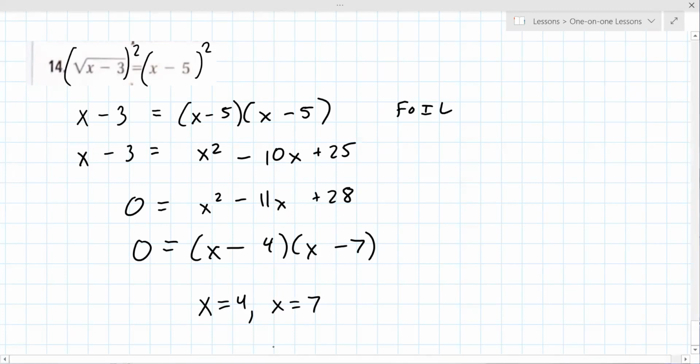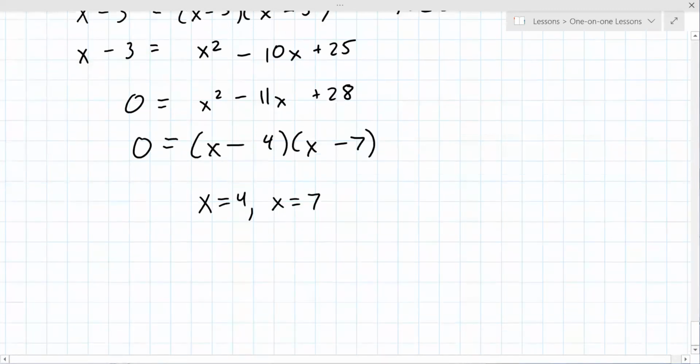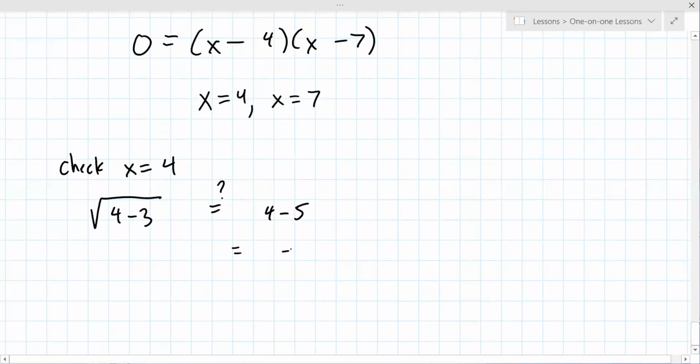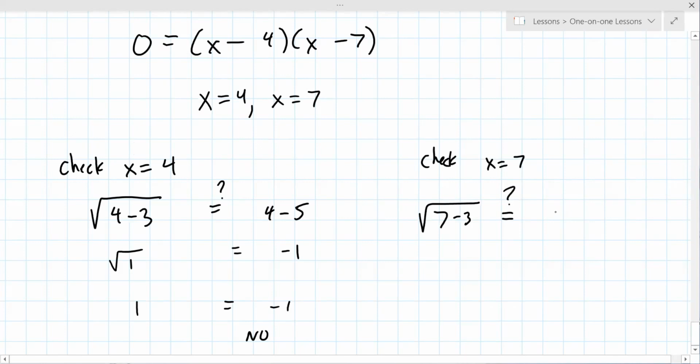So we just have to put these numbers back into the original. So the original, we're going to check x equals 4. So that's the square root of 4 minus 3. Does that equal, question mark, 4 minus 5? So this is negative 1 on the right. This is the square root of 1 on the left. Does 1 equal negative 1? No. Check x equals 7. Square root of 7 minus 3. Does that equal, question mark, 7 minus 5? That's 2 on the right. Is the square root of 4 equal to 2? Yes. So that one works.